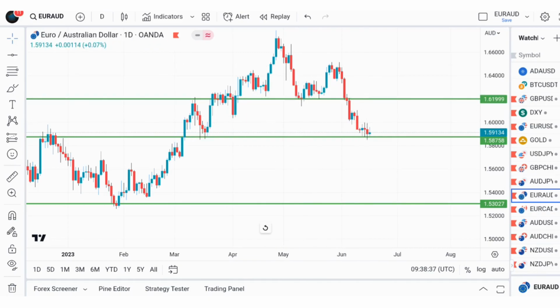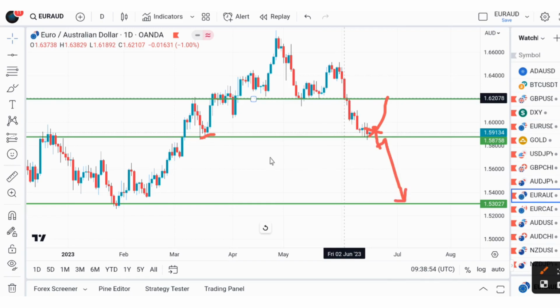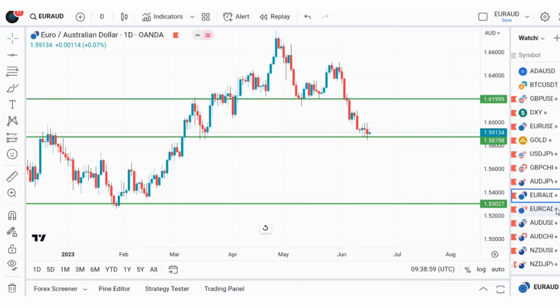So right now you can actually see a bounce at this particular area to maybe 1.62076, where the opposite effect might come in, or we might have a break of this level back to 1.53027. So let's see how it goes.